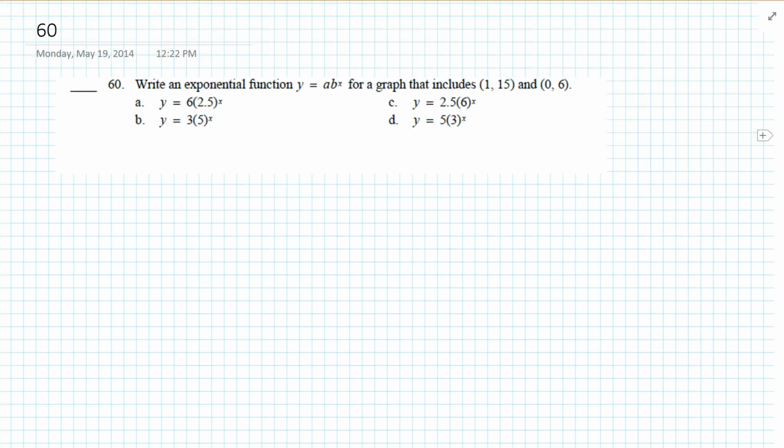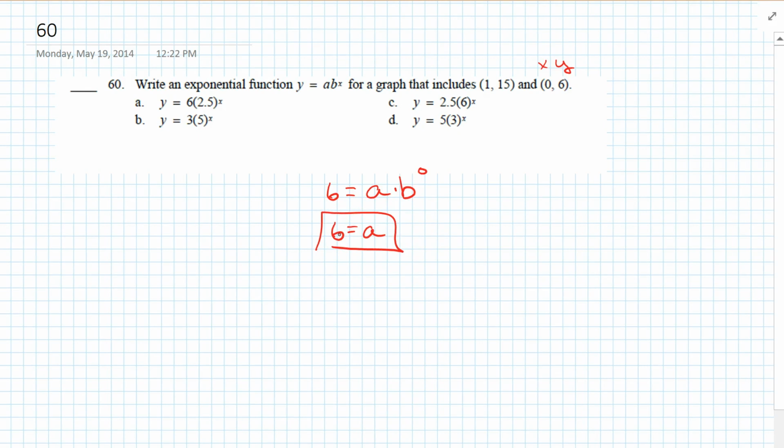60. Write an exponential function y equals ab to the x power for the graph that includes (1, 15) and (0, 6). So those represent x and y values. So let's do it when x equals 0. So we're going to plug that in. So we get 6 equals a times b to the 0 power. Well, what's anything to the 0 power? 1. So 6 equals a.